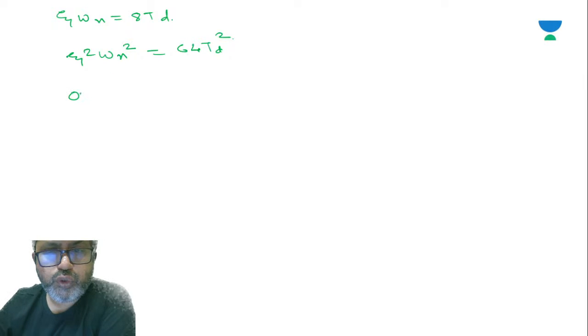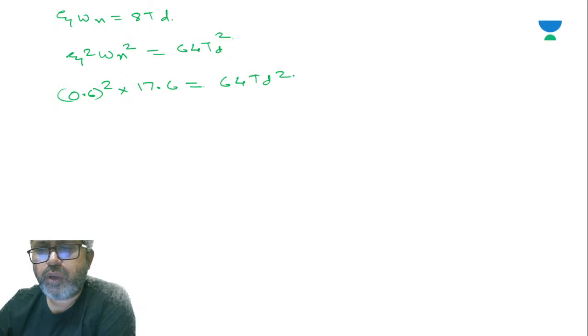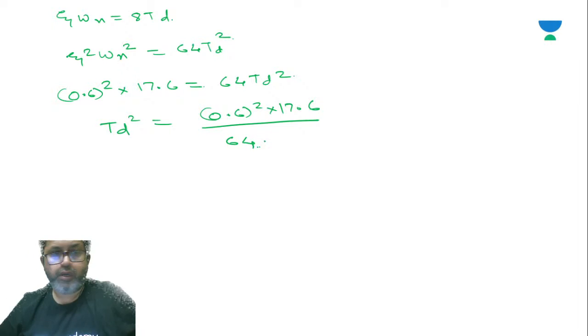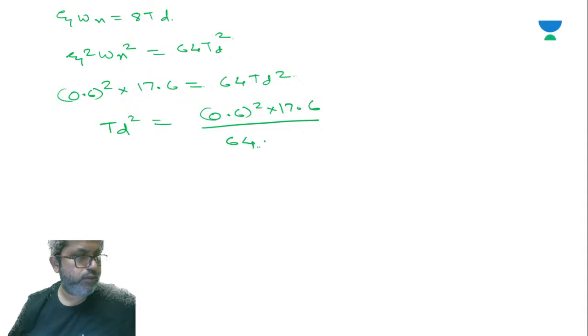Zeta square omega n square is equal to 64 TD square. Zeta, the damping ratio, is given as 0.6, whole square. Omega n square is 17.6. This is equal to 64 TD square. Let us say TD square is equal to 0.6 square into 17.6 divided by 64.